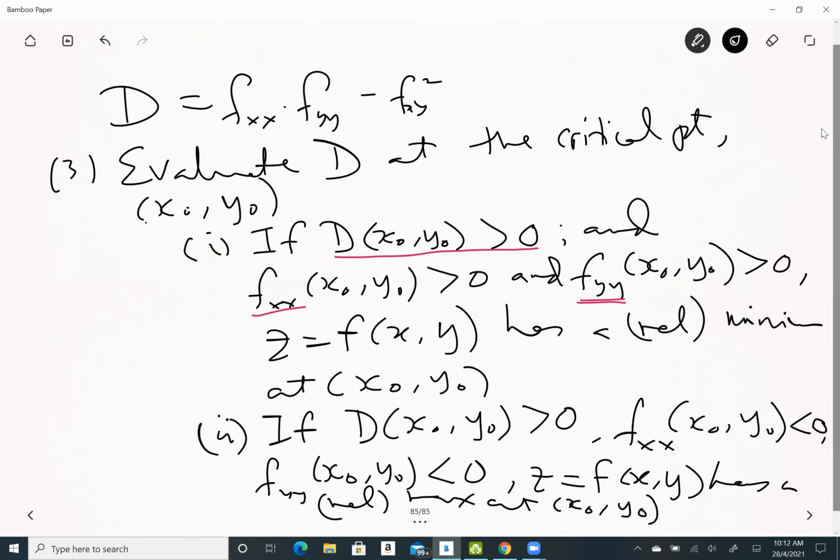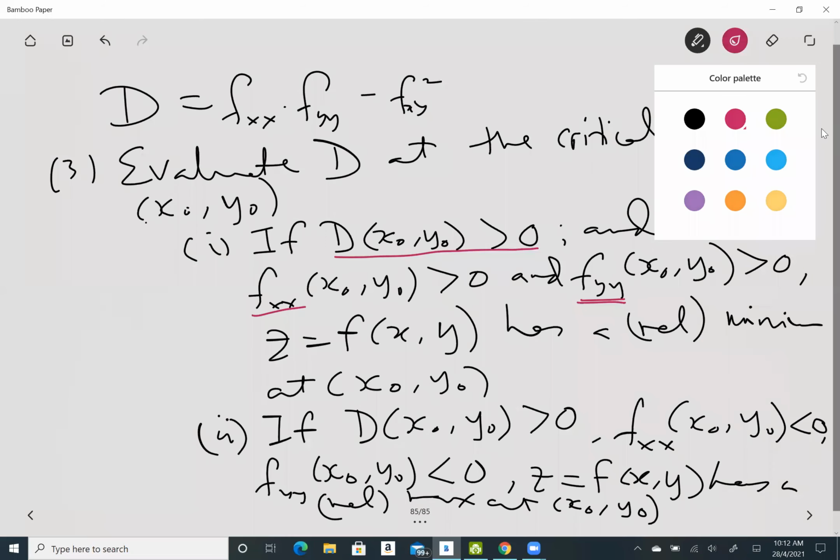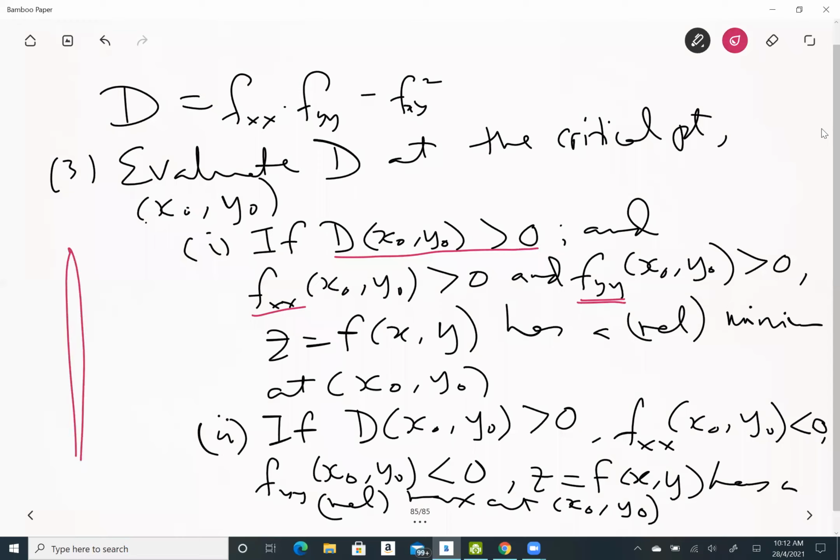So what you do next is, the third case is if the D is less than 0, and the last possibility would be if the D is equal to 0. But the most important part will be these two things. This part here is the most important, because that is where you have a maximum or minimum.